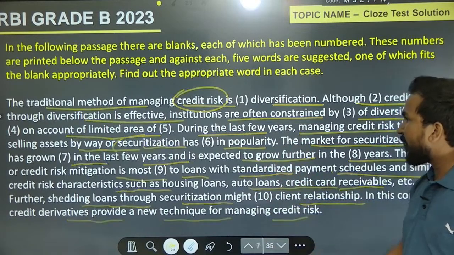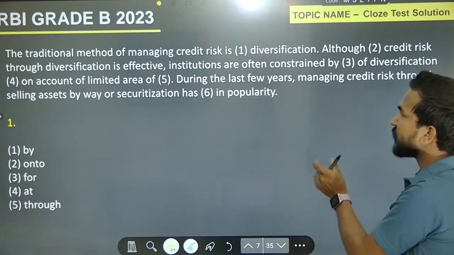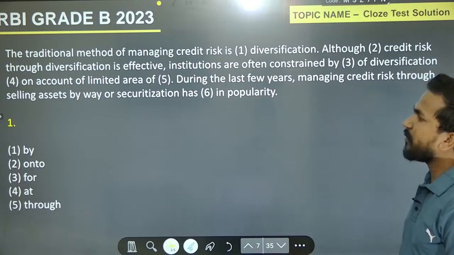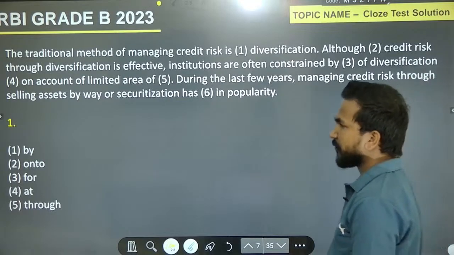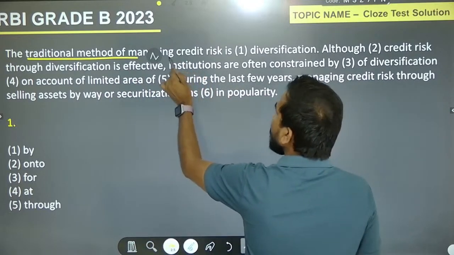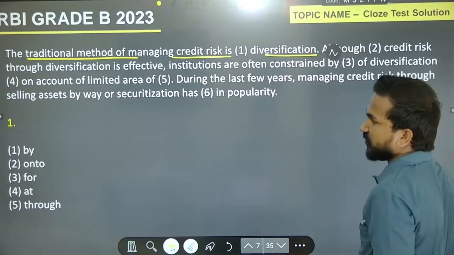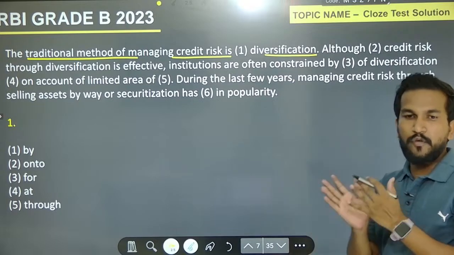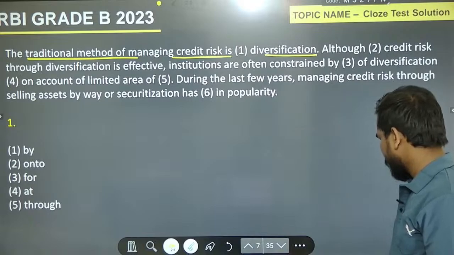So we are having the first question, related to the cloze, and you are given options here. After that, there will be questions 7 to 10 also. So what must be the right answer for the first question? The traditional method of managing credit risk, what are we talking about? The traditional method of managing credit risk is blank diversification: by, onto, for, at or through. There are 5 options. Go for it, and let me know the answers also.